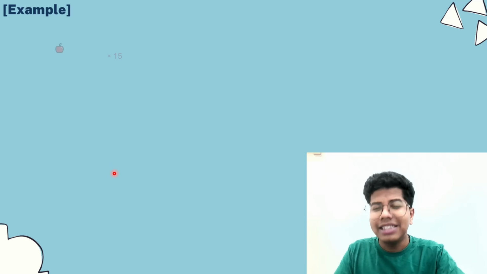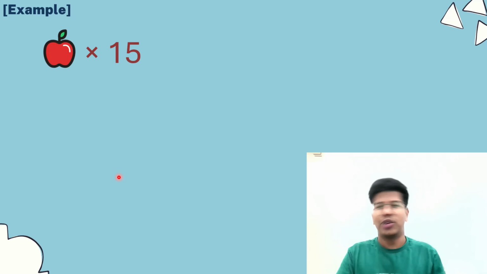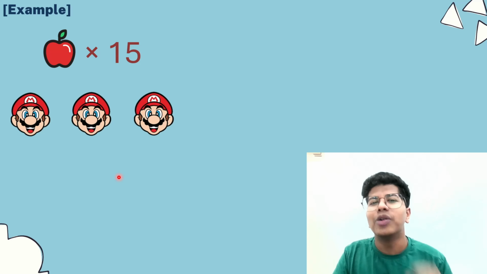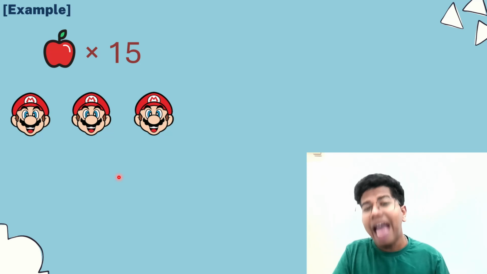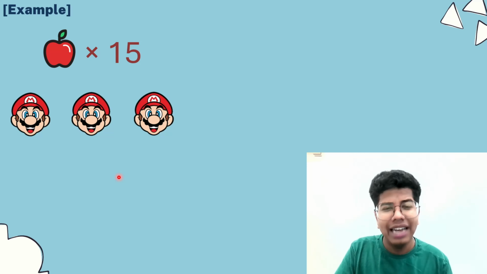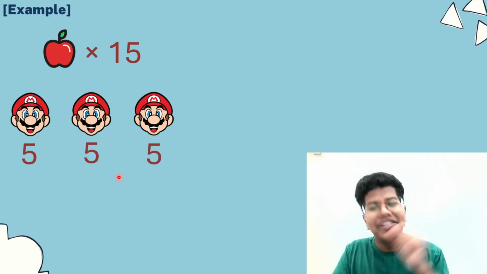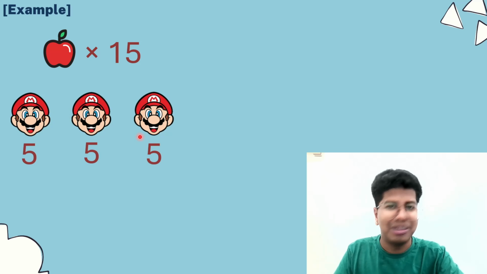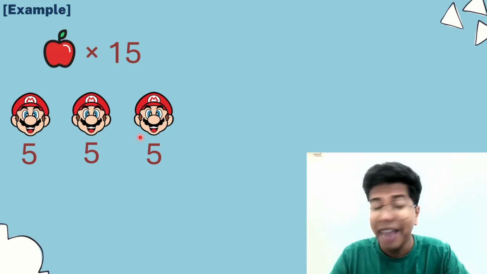So let's say there are 15 apples, okay? Now these 15 apples I have to distribute to 3 Marios. So how many apples will each Mario get? Yes, here everyone will get 5 apples, making sure we distribute equally, okay?